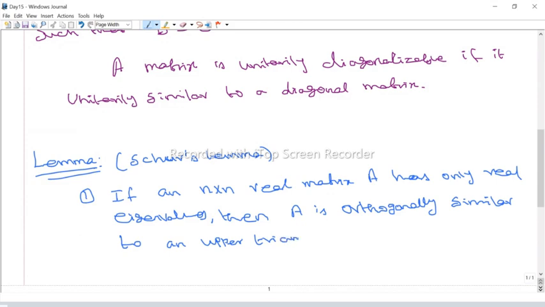If it is similar to a diagonal matrix, then it becomes diagonalizable, but not all matrices are diagonalizable. But this theorem says if you take any n by n real matrix, suppose A has only real eigenvalues, then A is orthogonally similar to an upper triangular matrix.